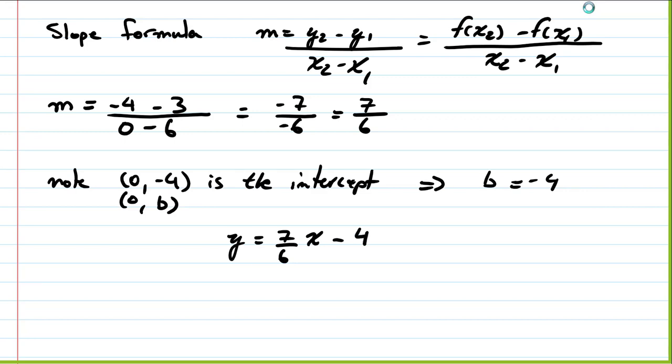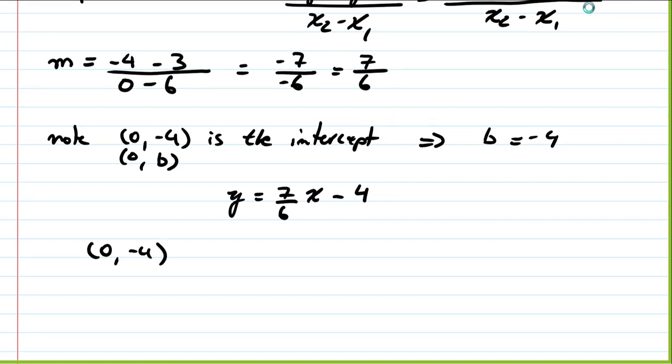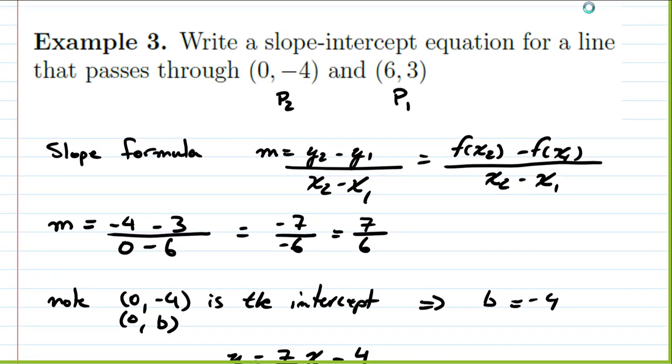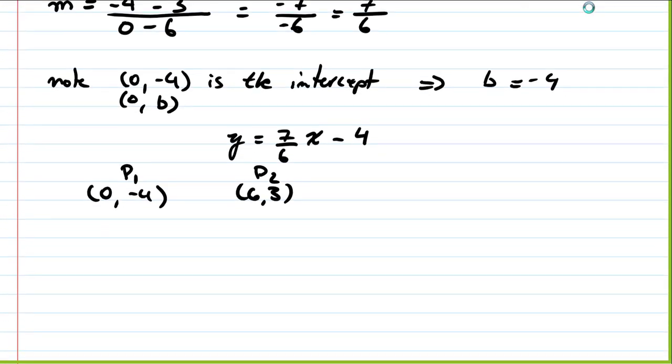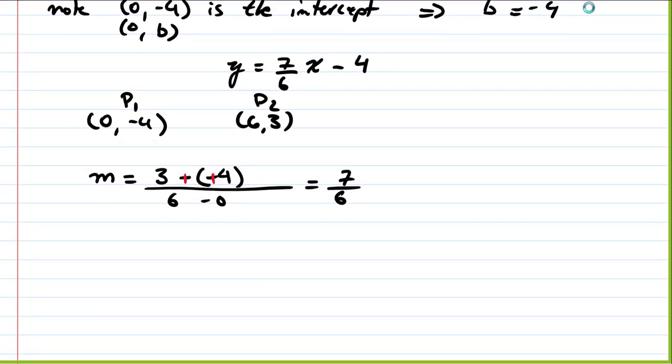So let's suppose a couple of things. We're going to work this problem again, and I'm going to invert the order in which I did the points. So if I called (0, -4) point 1, and I called my other point (6, 3) point 2, nothing's going to change. But the other thing I want to emphasize is, what if I didn't notice that I had the y-intercept (0, -4) and instead used my other point? Well, let's calculate our slope first. y2 minus y1 is going to be 3 minus a -4, all over 6 - 0. A minus minus leads to a plus, so we get 7/6 once again for our slope. So now suppose we wanted to use this point.